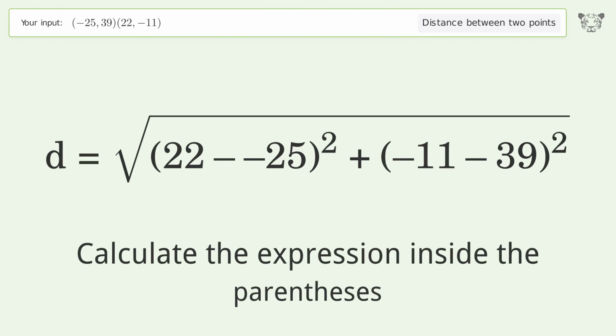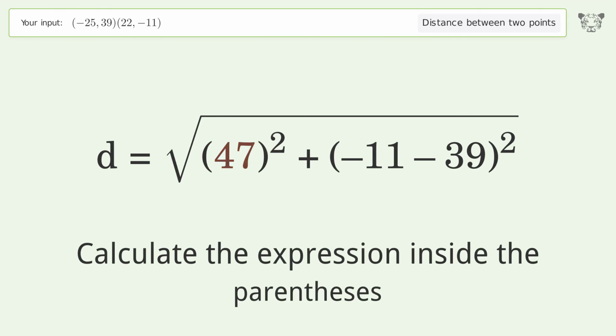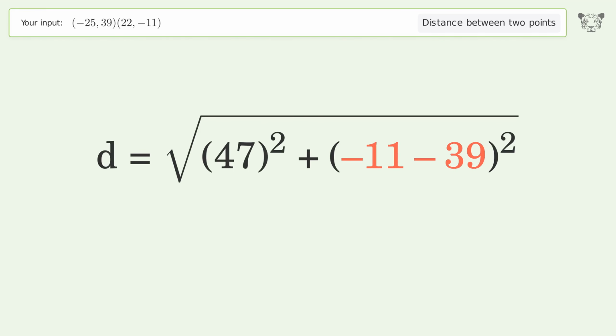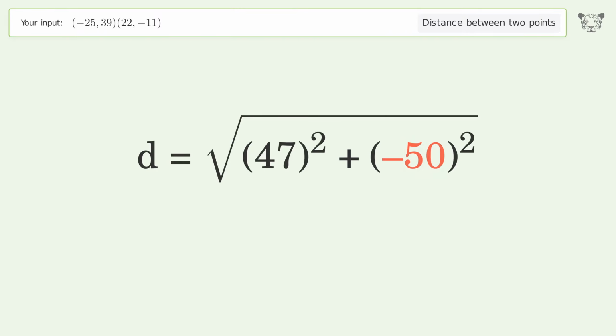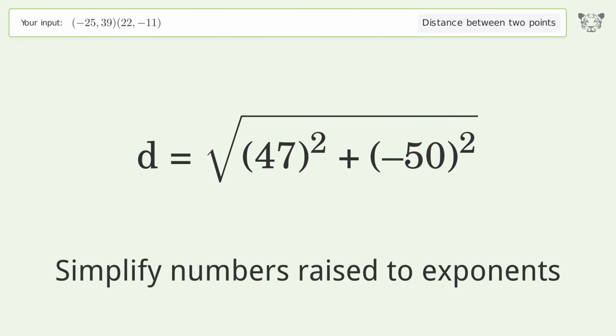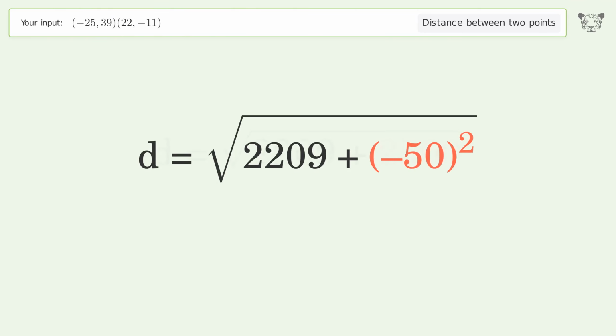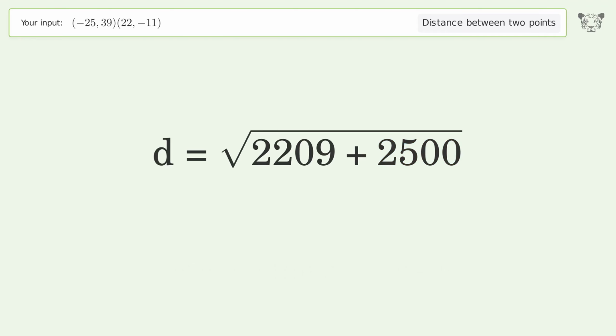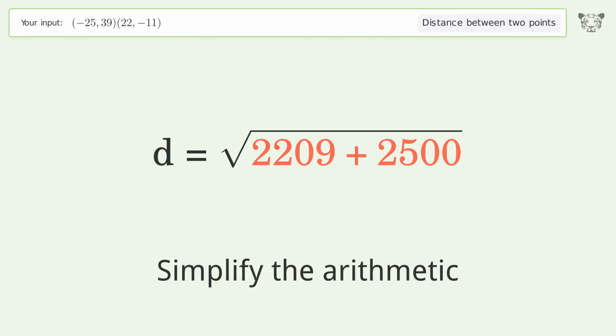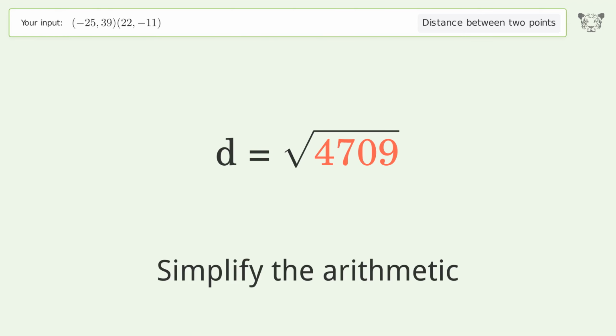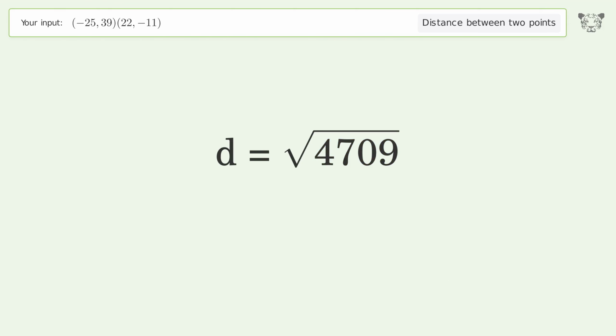Calculate the expression inside the parentheses. Simplify numbers raised to exponents. Simplify the arithmetic. And so the distance between the 2 points is the square root of 4,709 or 68.622.